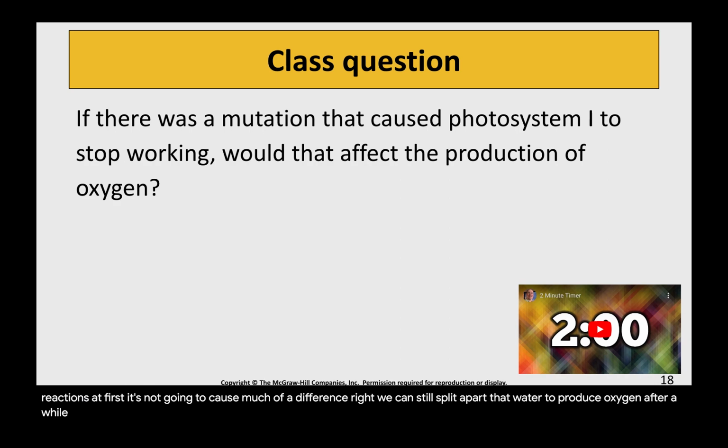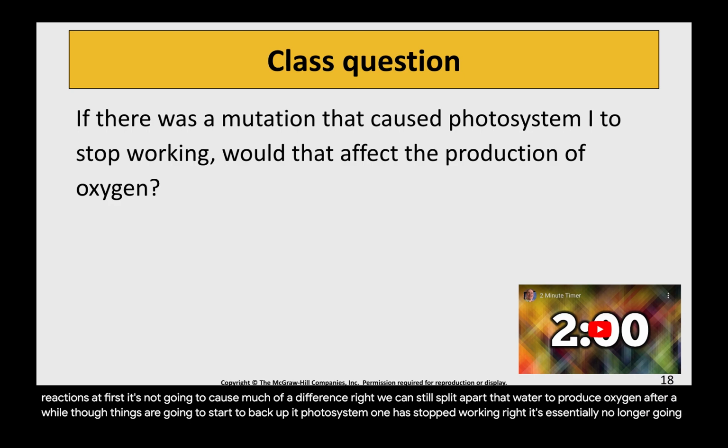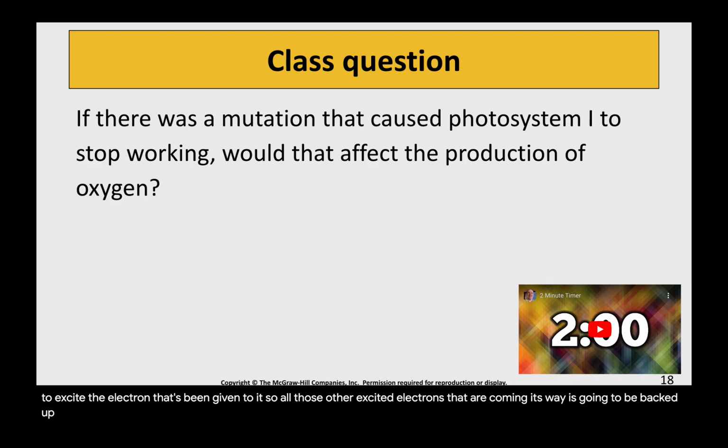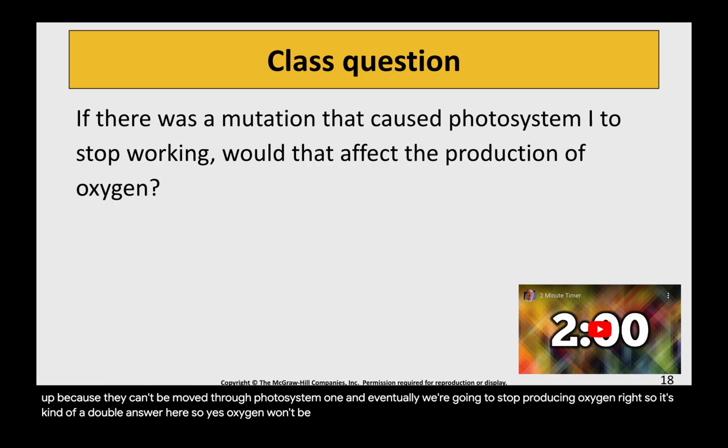After a while, though, things are going to start to back up. If photosystem 1 has stopped working, it's no longer going to excite the electron that's been given to it. So all those other excited electrons coming its way are going to be backed up because they can't be moved through photosystem 1, and eventually we're going to stop producing oxygen. So it's kind of a double answer here. Yes, oxygen won't be affected at first, but eventually things will get backed up and it will stop. Does that make sense?